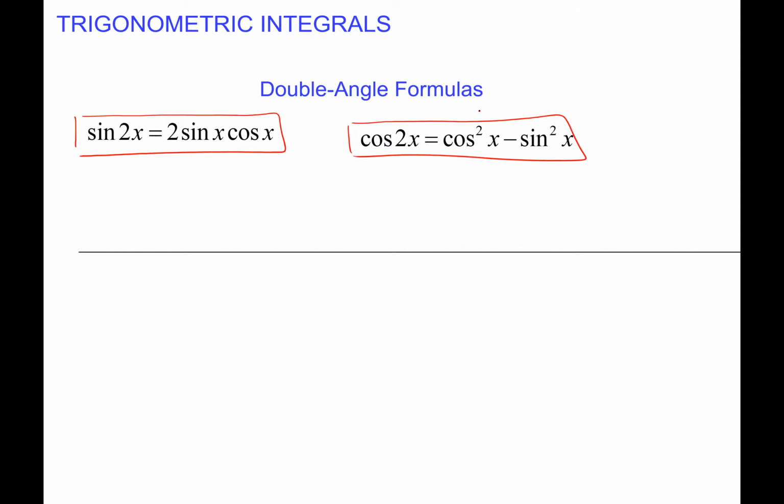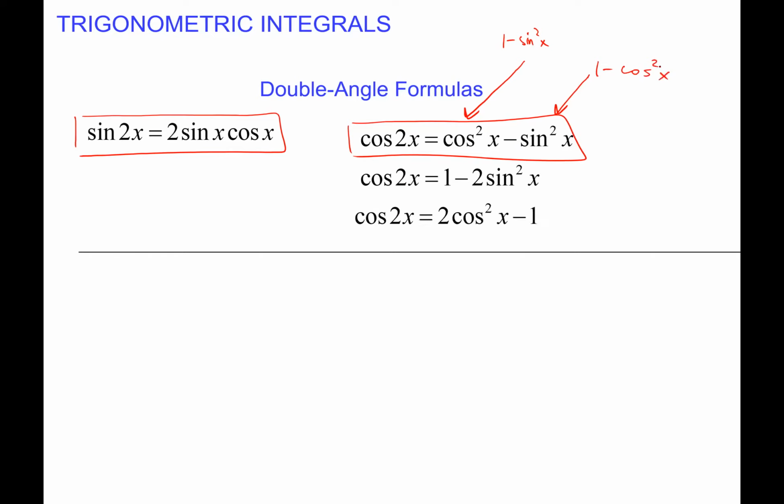Also, if we need cosine of 2x in terms of one function, like let's say sine, I will replace cosine square of x with 1 minus sine square of x, and then I will get 1 minus 2 sine square of x. Or let's say I will replace sine square of x with 1 minus cosine square of x, then I will have this. The negative will be distributed. We will have 2 cosine square of x minus 1. That means it's also worth remembering where these come from. Just 2 formulas.